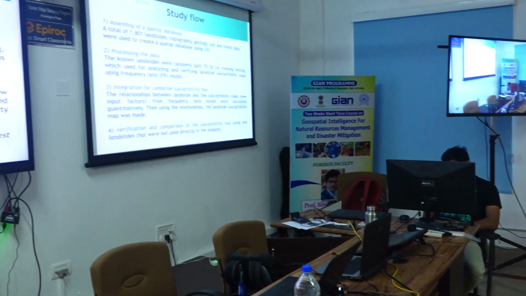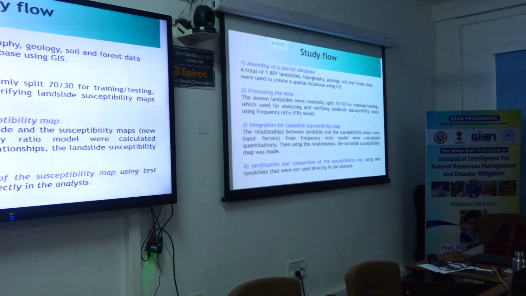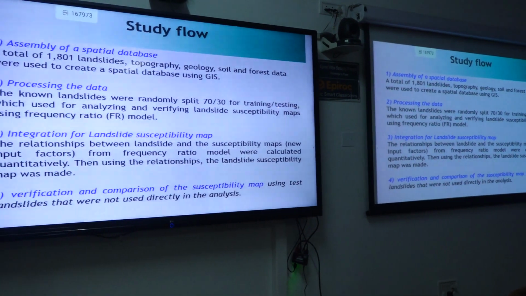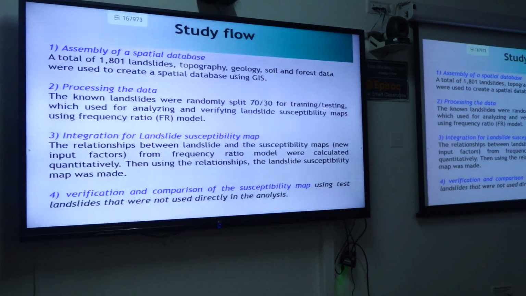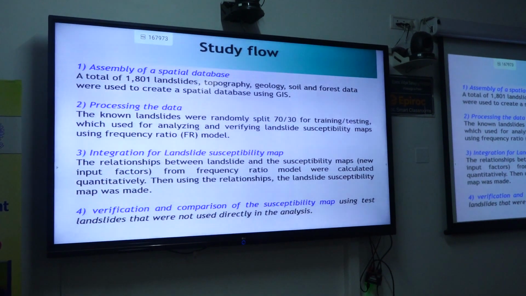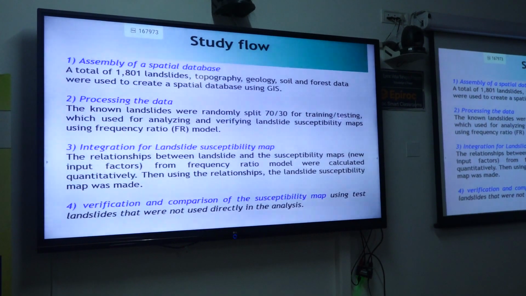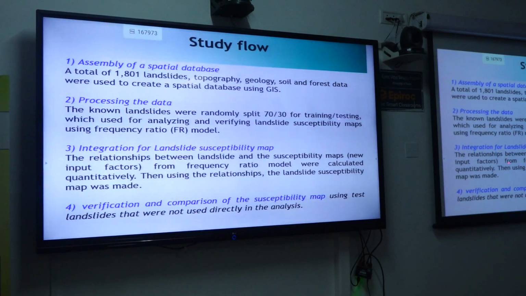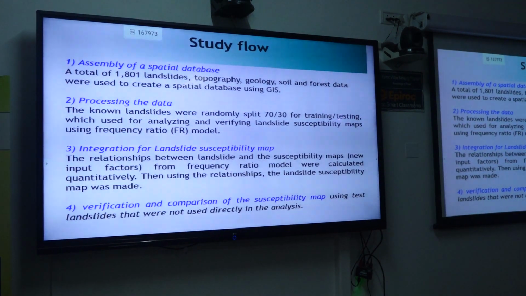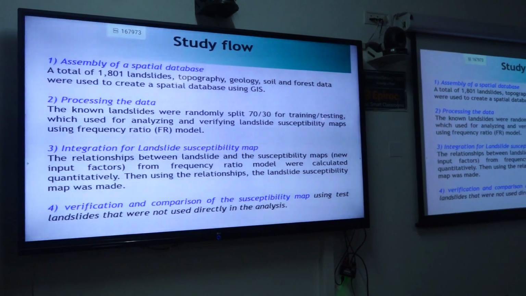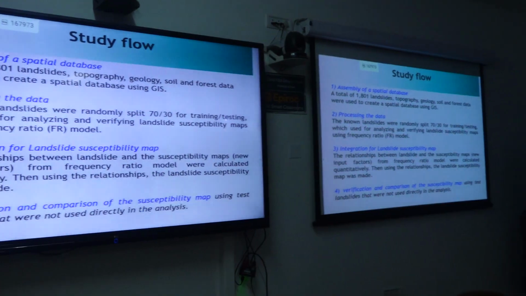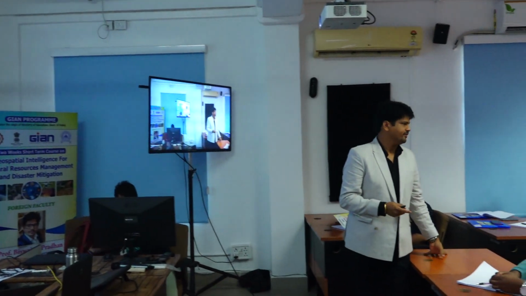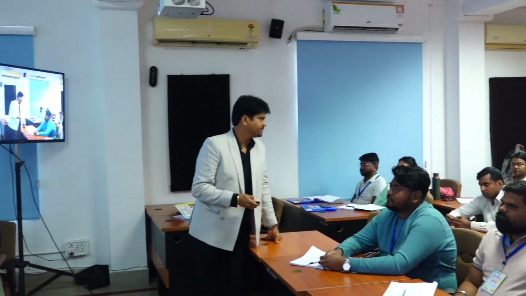In any of the GIS software, you take the input data and you can ask it to classify randomly. That's not a problem. Then 70% of the data was used for training, 30% was used for testing. Then we apply the frequency ratio model to calculate the relationship between the inventory and all those independent variables. Understood? Then we did the verification or validation of the map.